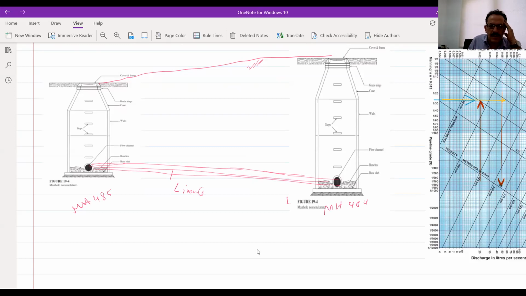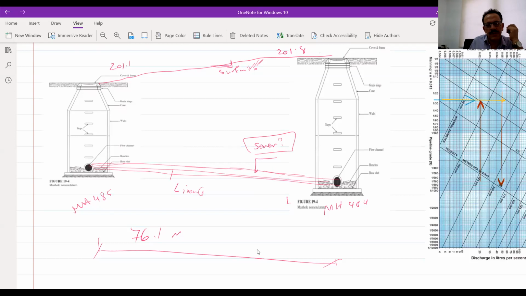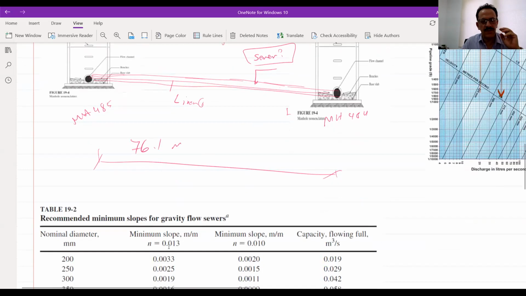Now we said this is 201.1, 201.8. So the slope of this is the surface grade, which is equal to this divided by the distance. The distance between these manholes is 76.1 meter. Now I want to see the slope of this sewer, which should be at least, we have for this sewer a minimum slope. The minimum slope is that slope which will help to not have a flow lower than 0.6 velocity in this sewer.